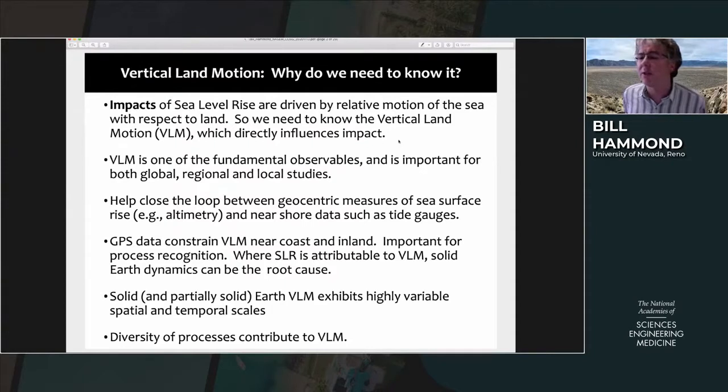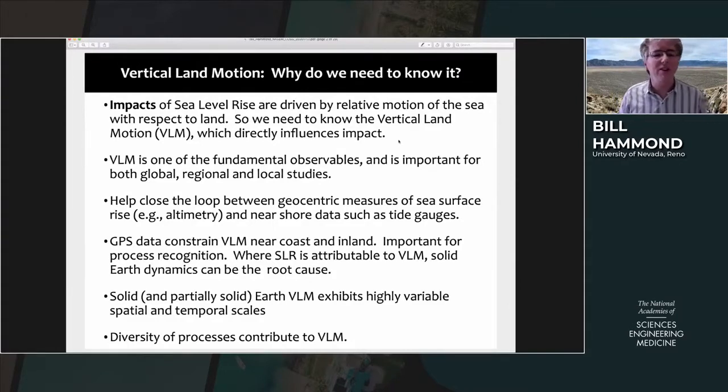Vertical land motion is very important for sea level rise, which has been mentioned a number of times in the workshop so far. So I'm not gonna get too much into the reasons why we're doing this, but I will say that it has a one-to-one impact on the impacts that sea level rise has on coastlines. So if, for example, sea level is rising 3 millimeters per year and the land is going up 3 millimeters per year, that virtually nullifies the impact of that sea level rise. But if it's going the other direction and there's subsidence of 3 millimeters per year, it can in fact double the impact of the sea level rise over time.